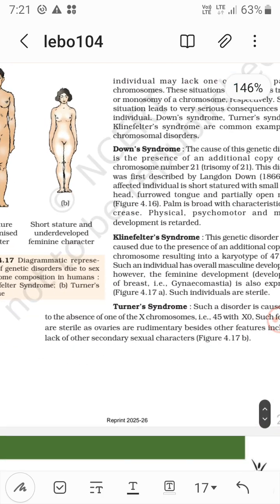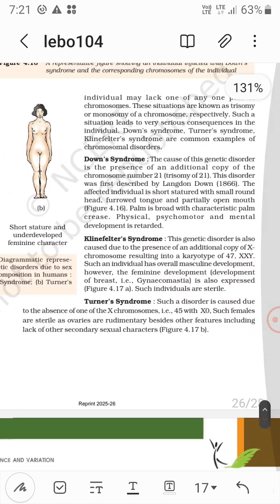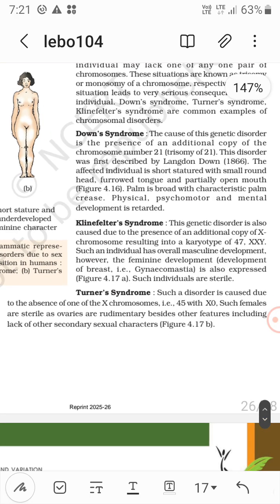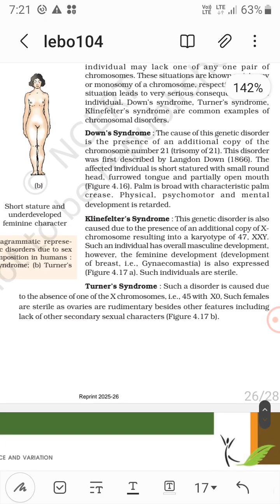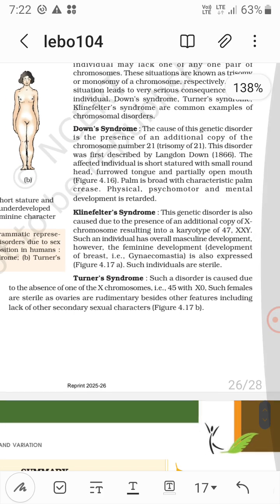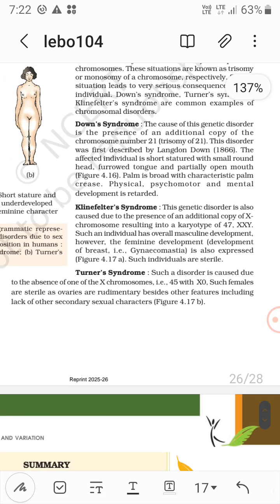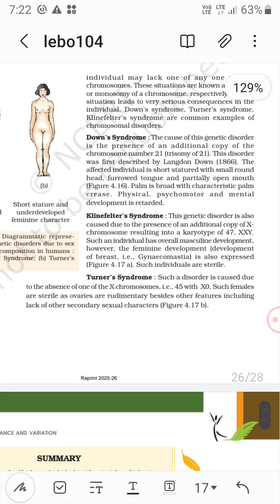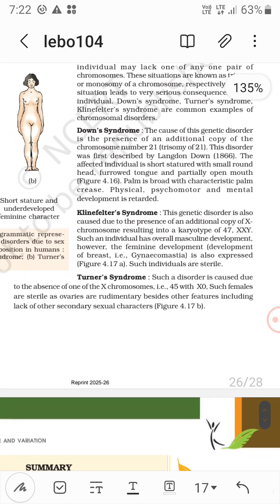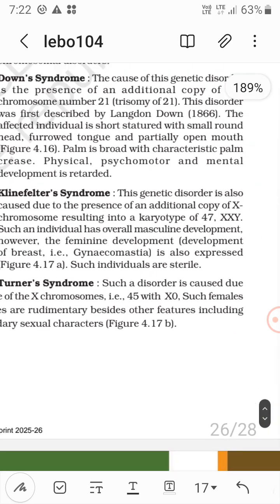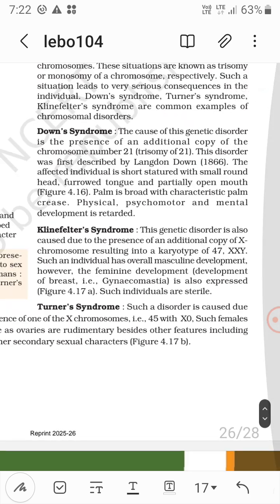It has a total of 45 with XO type of condition. Such a disorder is caused due to the absence of one of the X chromosomes. So 45 with XO, and here it is 47, that is XXY.